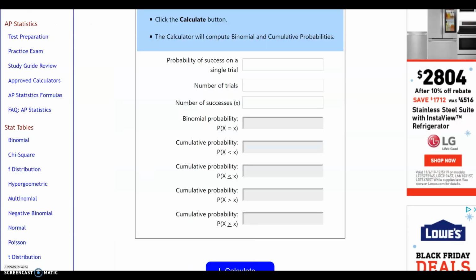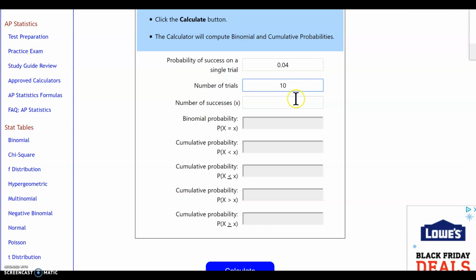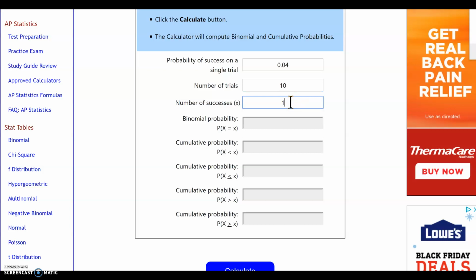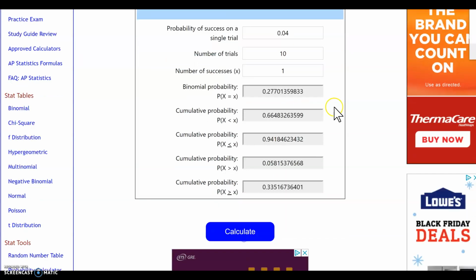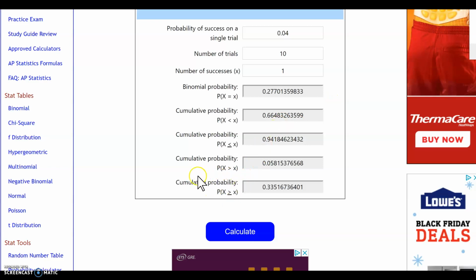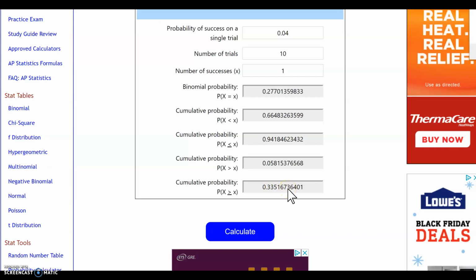So let's see here. So the probability of a defect of a single trial is 0.04. So it's not a high probability, but you're going to see that as you look at a bunch of items in a shipment, the probability of at least one gets pretty high. All right, so there's 10 trials. I want one, and I'm going to hit calculate. So the one I want is the one all the way down here at the bottom, the cumulative probability. So there's a 33% chance that there will be one defect, at least one defect, in a shipment of 10.